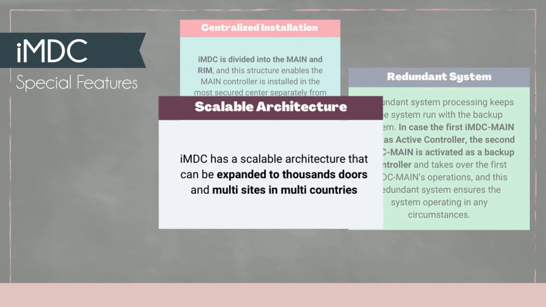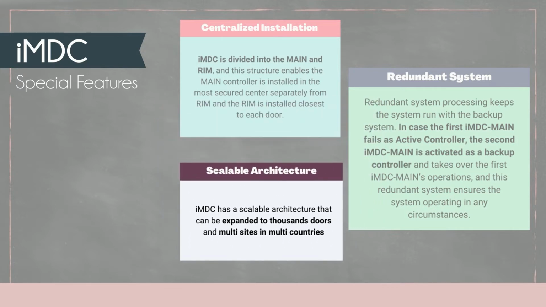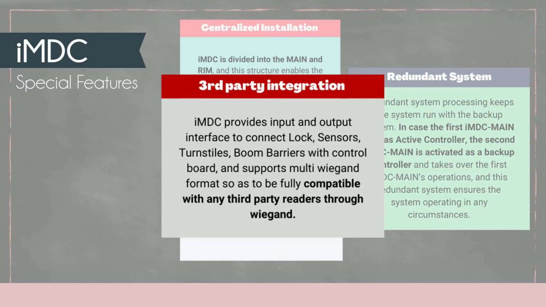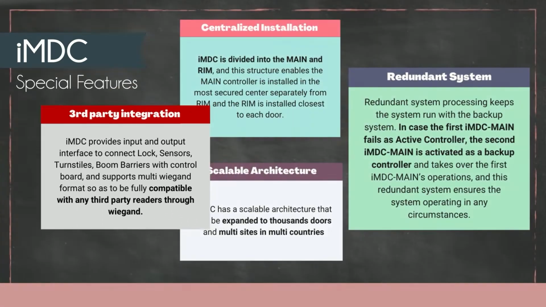Scalable architecture. iMDC has a scalable architecture that can be expanded to thousands of doors and multi-sites in multi-countries. Third-party integration. iMDC provides input and output interface to connect lock, sensors, turnstiles, boom barriers with control board, and supports multi-Wiegand format, so as to be fully compatible with any third-party readers through Wiegand.